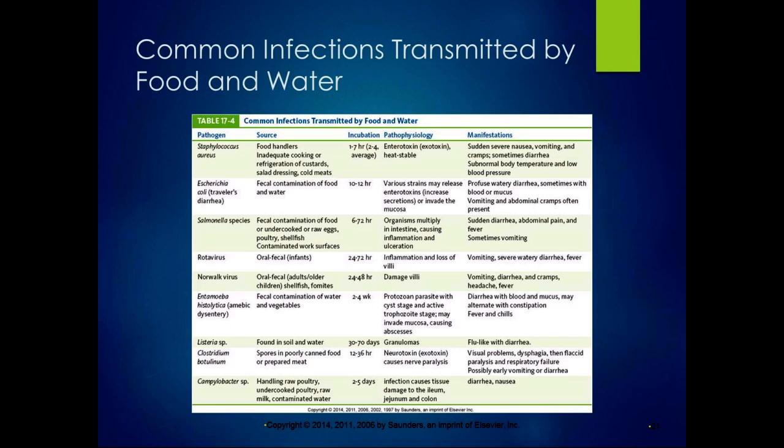So there's a list of lots of different infections that can be transmitted by food and water, and what their incubation is and the manifestations of them. So they can be baddies. The E. coli traveler's diarrhea, I have a story about that.